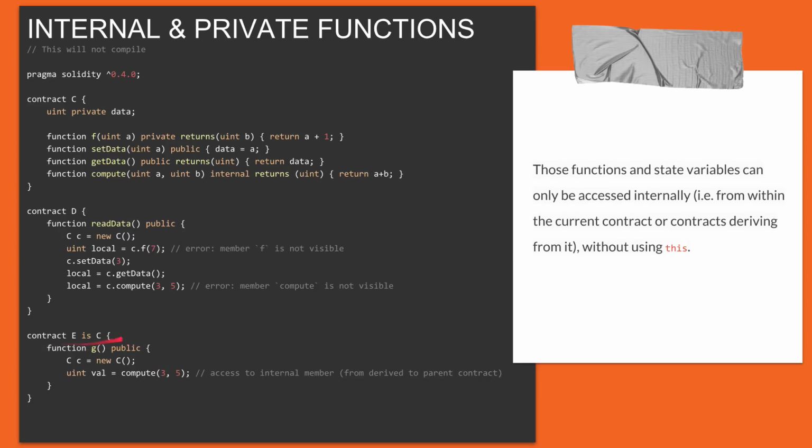However, contract E is derivative of C. If you can see, we have declared this with the keyword is. If you have any prior programming knowledge, this is called code inheritance. Because our contract is derivative of contract C, we can now call the compute function as an internal member of the contract C. Now let's talk about the state mutability of functions.